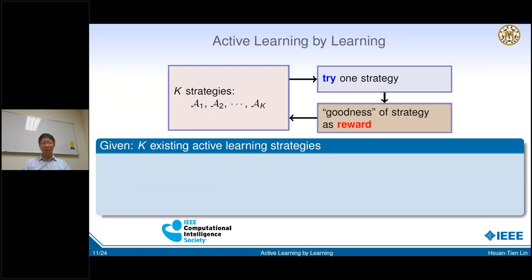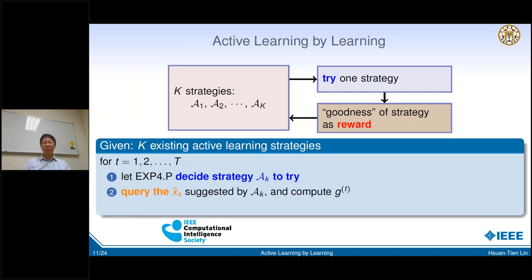Okay, so we have this bandit strategy. Now, what we do here is apply the bandit algorithm. In each round of the bandit algorithm, we let this Exp4.P algorithm, the bandit algorithm, decide a strategy to try, just like how it decides which bandit machine to try. Then we query the example suggested by the strategy to compute the updated classifier. After we get the updated classifier, we evaluate its goodness as the reward of the trial.